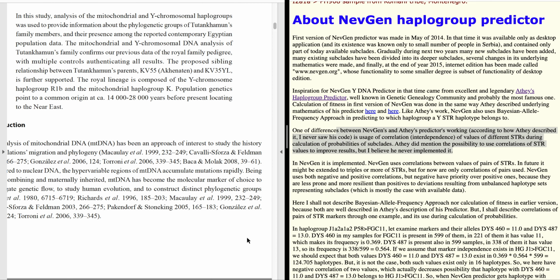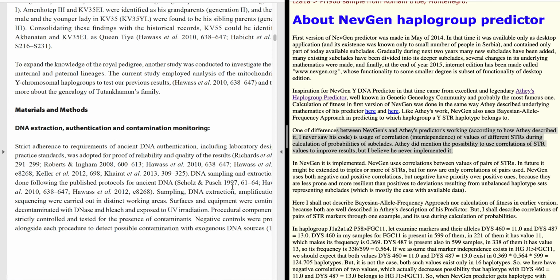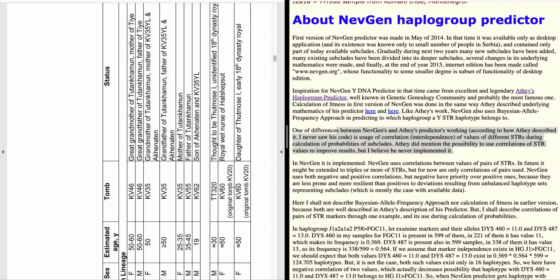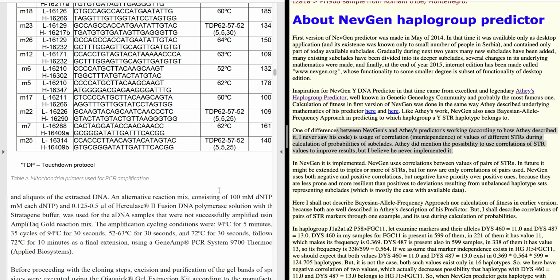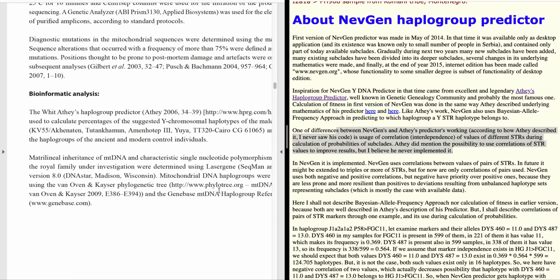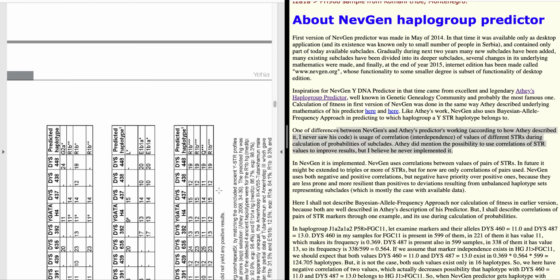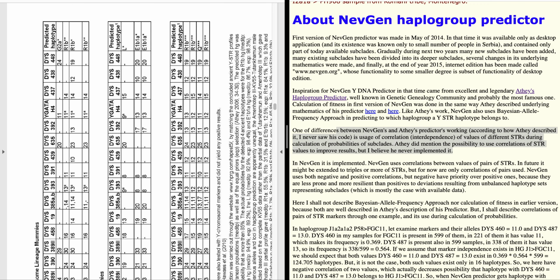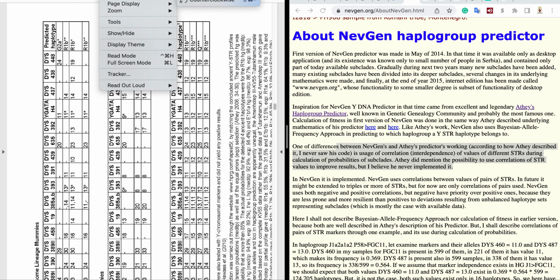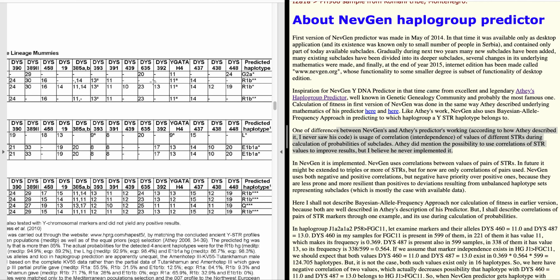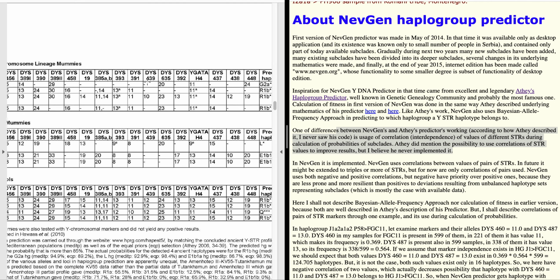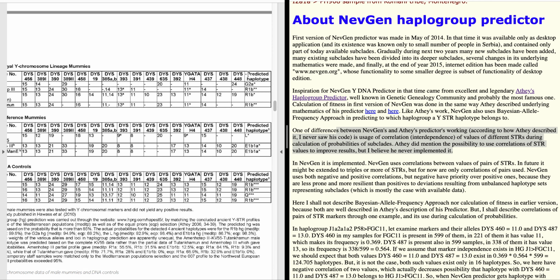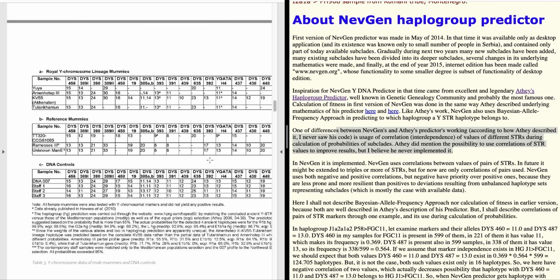Alright, so if we scroll down, we can get to their Y-STR markers. Alright, it's going to rotate clockwise. I want to emphasize something on this. You see it says predicted haplotype. It doesn't say confirmed haplotype.